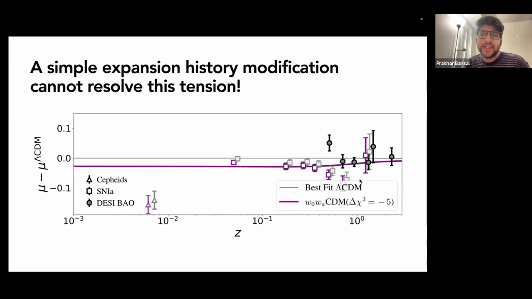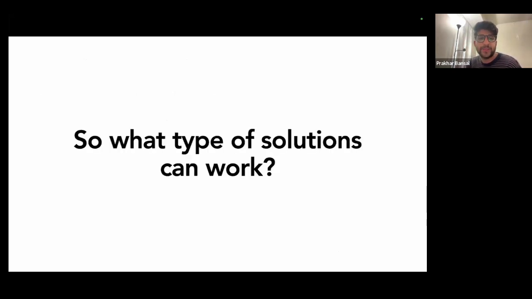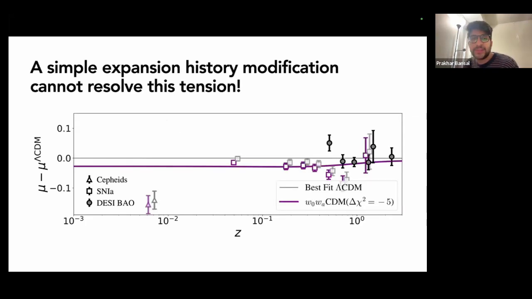Okay. And then here is one more example with a w0 wCDM model. The story remains the same. There is a slight improvement, which we believe is coming from BAO, improving the fit to BAO and CMB. But as far as we are concerned, the M theory best fit still remains far away from M SH0ES. Okay, so these are the things which cannot work. Principally, a simple expansion history modification cannot work.